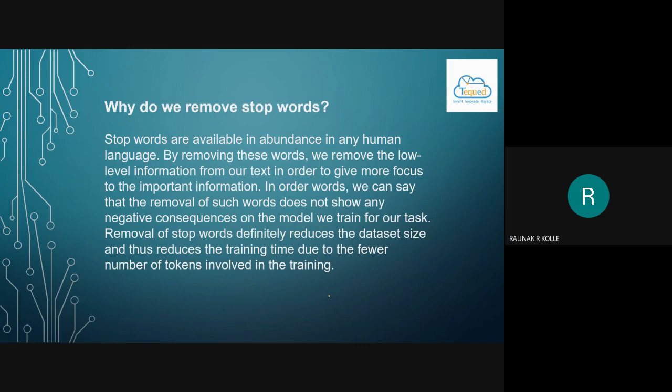As we saw in the previous example, the removal of certain words did not alter the meaning of the complete text. Removal of stop words definitely reduces the dataset size and thus reduces the training time due to fewer number of tokens involved in the training. This is of major importance when the context or the dataset to be traversed is large. The removal of stop words reduces the size of the dataset and the processing speed becomes faster.